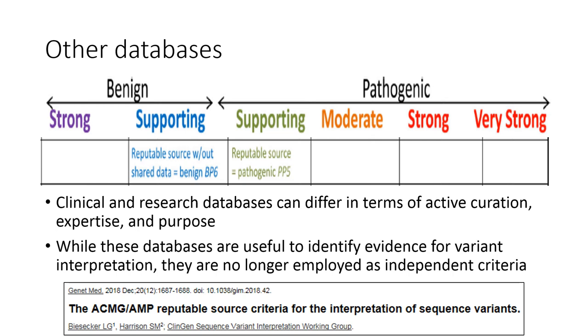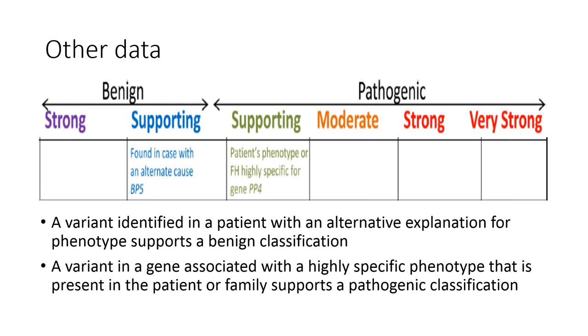Finally, two additional criteria are considered in the other data category. If a variant is identified in a patient who has a confirmed alternative explanation for their phenotype, then the variant is less likely to be causative, and this is supportive evidence toward it being benign. Multiple observations of this may be necessary, since it is possible for a patient to have two disorders.